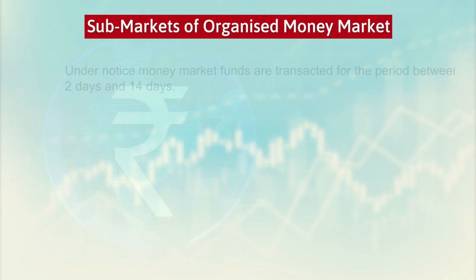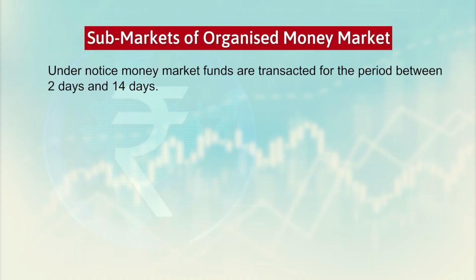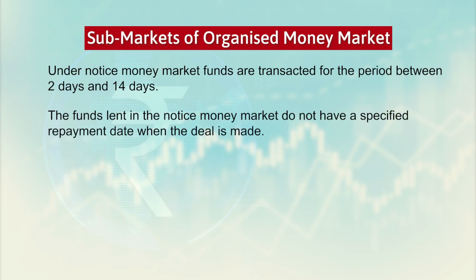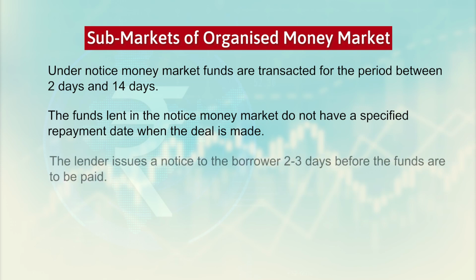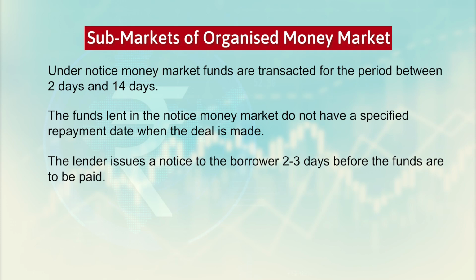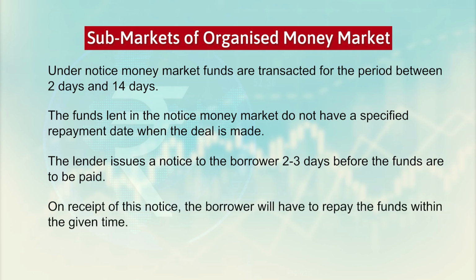Firstly, we now look at the call and notice money market. Under the call money market, the funds are transacted on overnight basis. Under notice money market, funds are transacted for a period of 2 days to 14 days. The funds lent in the notice money market do not have a specified repayment date when the deal is made. The lender issues a notice to the borrower 2 to 3 days before the funds are to be paid. On receipt of this notice, the borrower will have to repay the funds within the given period of time.